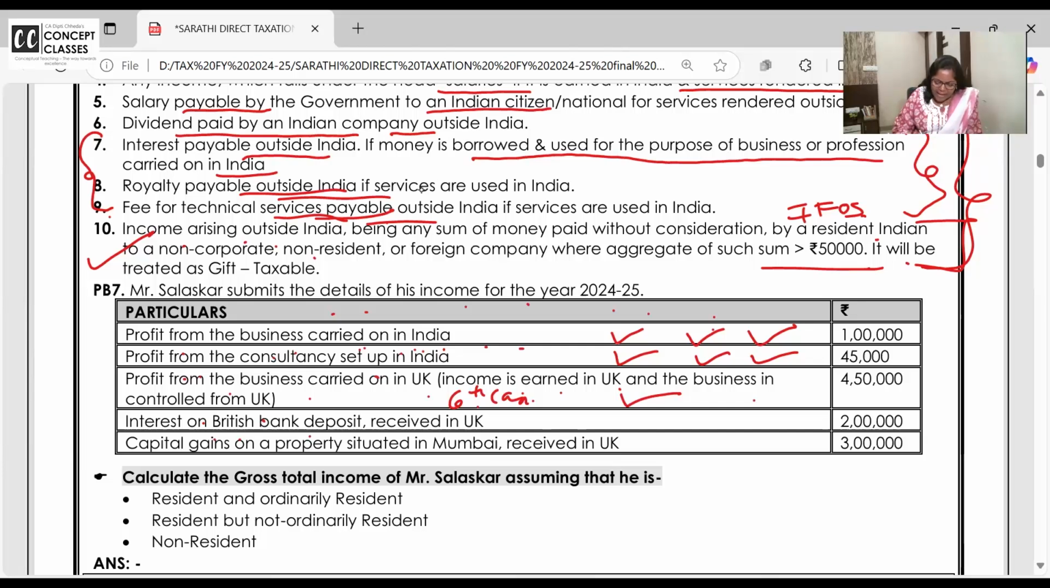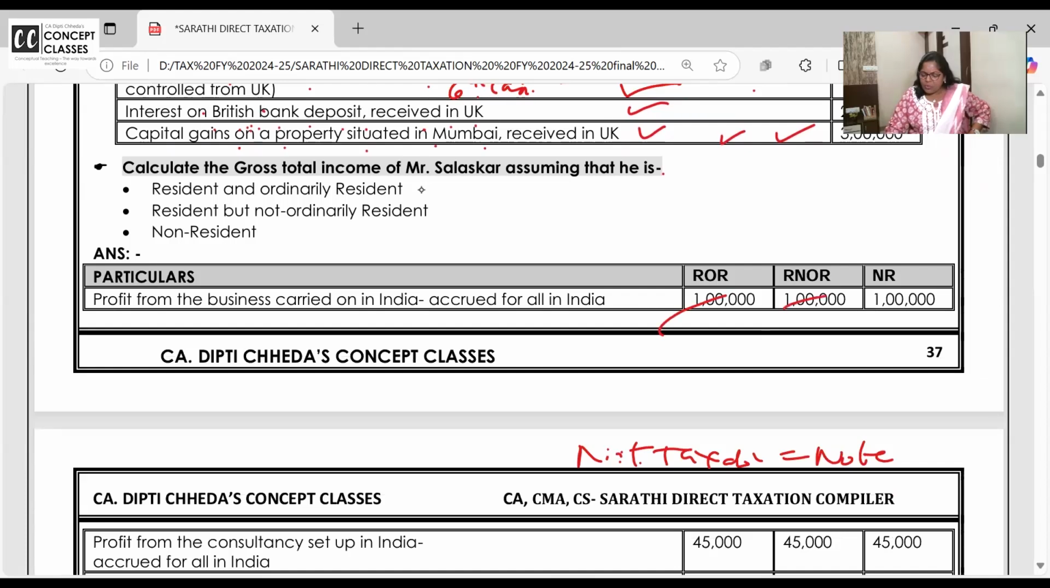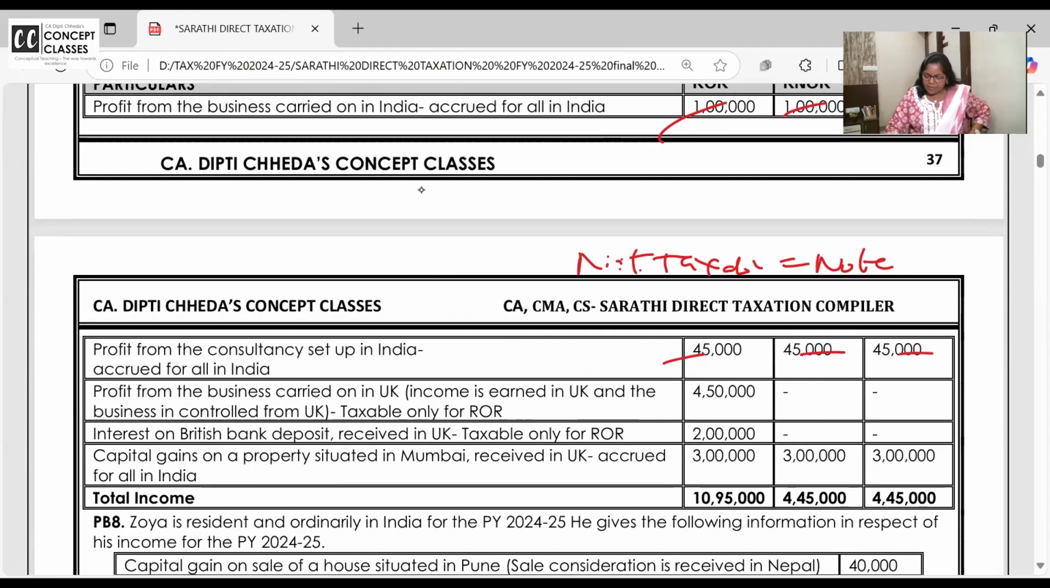Interest on British bank deposit received in UK. Okay. So bank interest where you are receiving? Britain. So it's a foreign country. Received in UK, accrued in UK, still world income will be taxable. Iske liye nahi, only the first one. Capital gain on property which is situated in Mumbai, of course. The moment you see that the property or asset is in India, so like this, I have put the tick. You have to write the figures and tax and do the total. Easy.